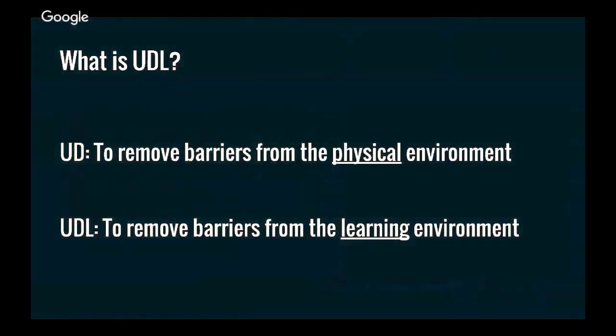So how is UDL connected to UD? Well, if the goal of UD was to remove barriers from the physical environment, the goal of UDL is to eliminate barriers from the learning environment. These barriers vary from person to person and can include communication barriers, mobility barriers, and environmental barriers. So both UD and UDL focus on the notion that we should not make adjustments as problems arise, but anticipate these problems and incorporate modifications from the onset.